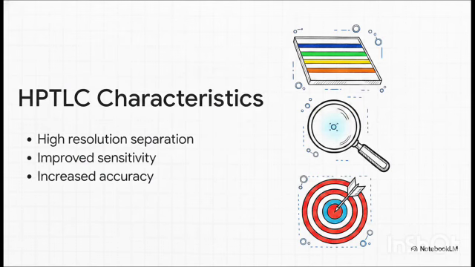So, by taking that basic principle of differential affinity and applying rigorous, standardized instrumentation to it, HPTLC achieves its signature high-performance characteristics. First, you get high-resolution separation, meaning you can clearly distinguish multiple components, even in wildly complex mixtures. Second, improved sensitivity means you can detect much, much smaller amounts of a substance than traditional TLC could ever hope to see. And finally, increased accuracy. Because the method is completely machine standardized, the exactness of the results just skyrockets.